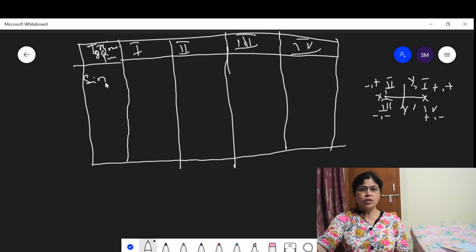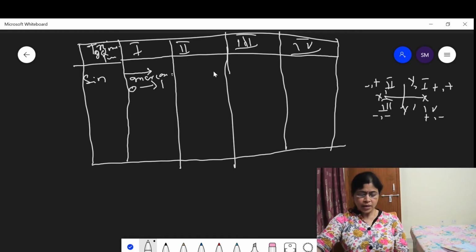At first we discuss sine. In the first quadrant it is in increasing mode from 0 to 1. In the second quadrant it is in decreasing mode from 1 to 0. In the first quadrant the sine value is positive, and in the second quadrant it is decreasing from 1 to 0 and positive.